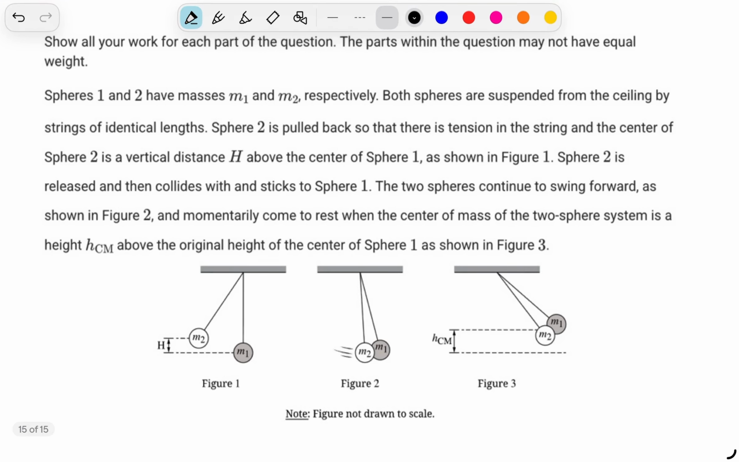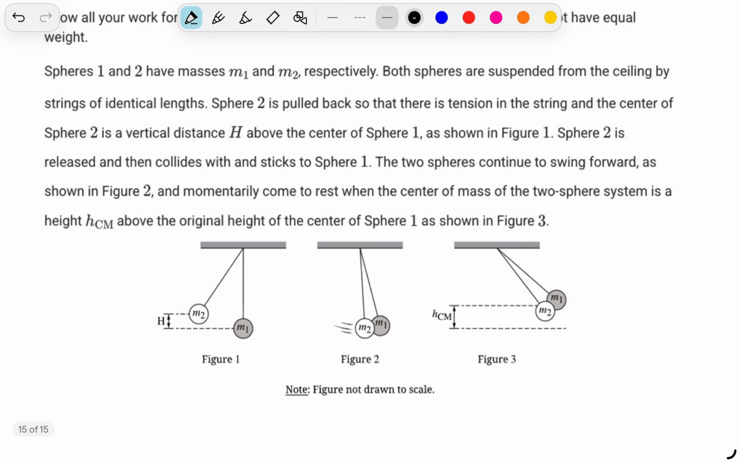In this video, we're going to do an AP Physics 1 FRQ. So we have spheres 1 and 2 with masses m1 and m2 respectively. Both spheres are suspended from the ceiling by strings of identical lengths. Sphere 2 is pulled back so that there is tension in the string, and the center of sphere 2 is a vertical distance h above the center of sphere 1, as shown in figure 1. So that's our height h.